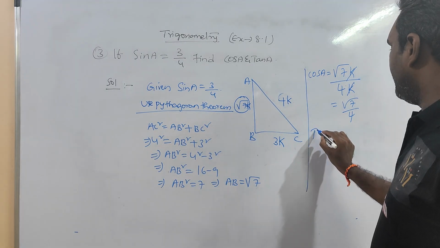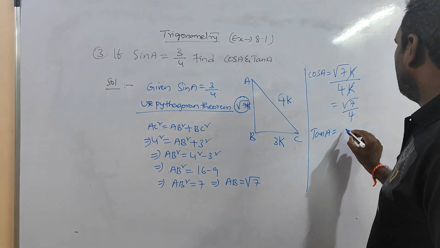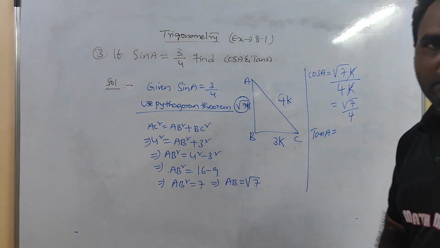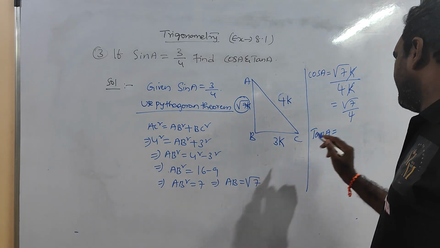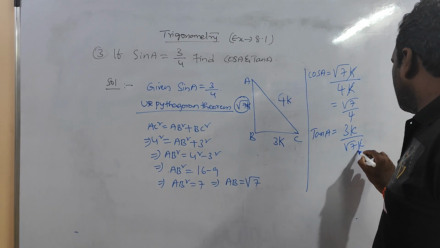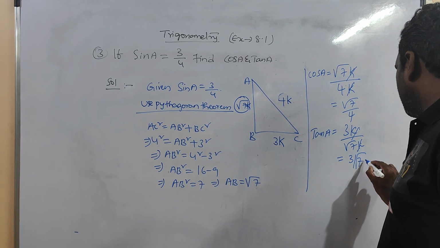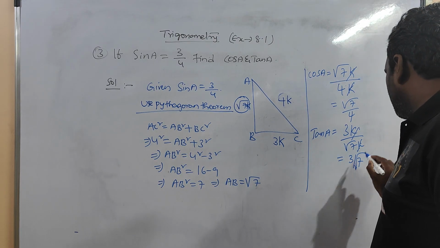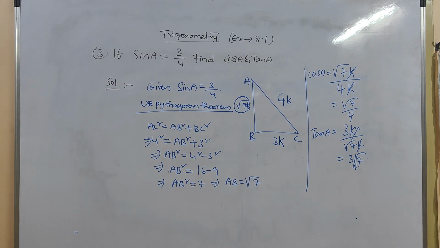And what about tan A? The definition of tan A is opposite by adjacent. So opposite of A is 3k by root 7k. Here also k and k will get cancelled. You will be getting 3 by root 7. These are your answers. One answer is for cos A, it is root 7 by 4. Another answer is for tan A, it is 3 by root 7.